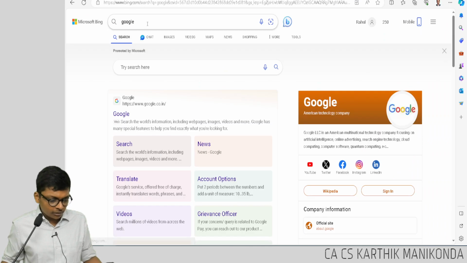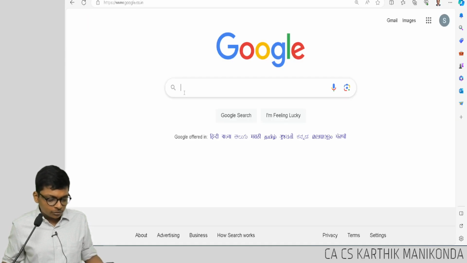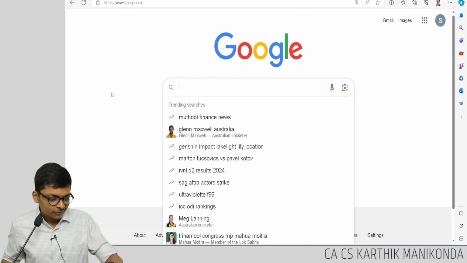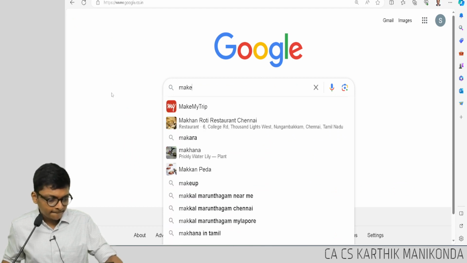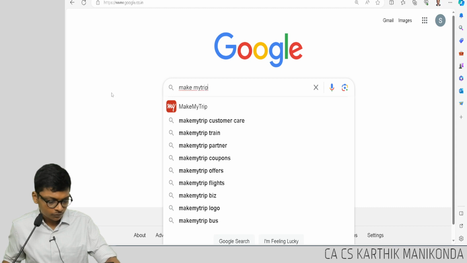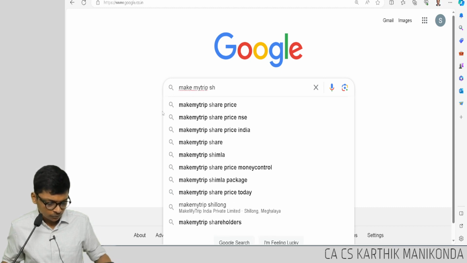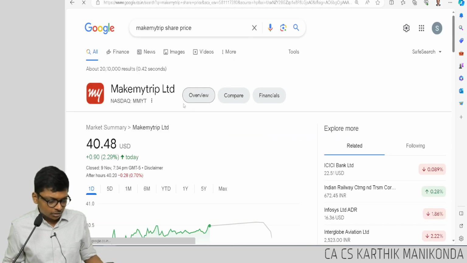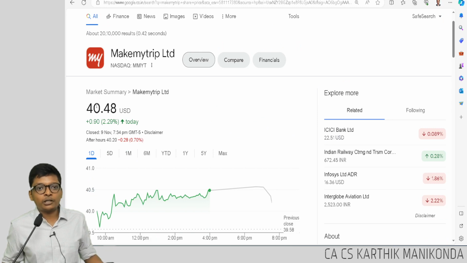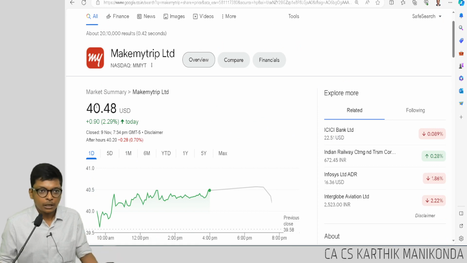If we go here, nowadays this Microsoft Bing is troubling a lot. If I just type share price, you get it in dollars, $40. It's a US company operating in India.